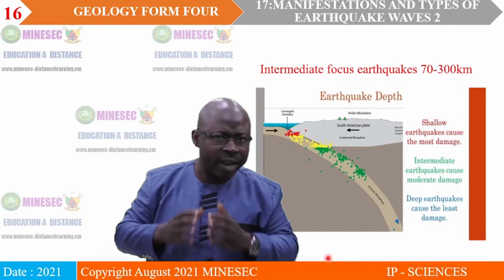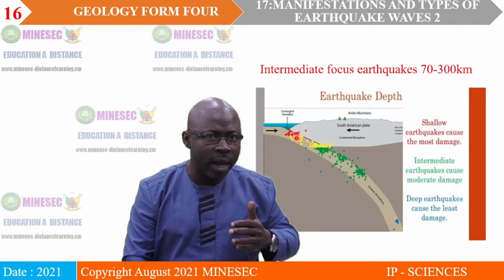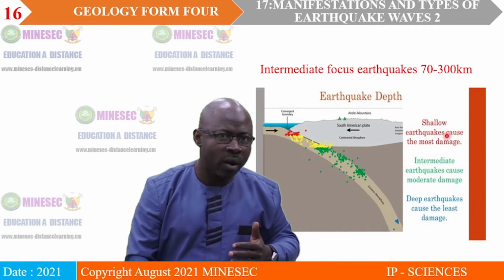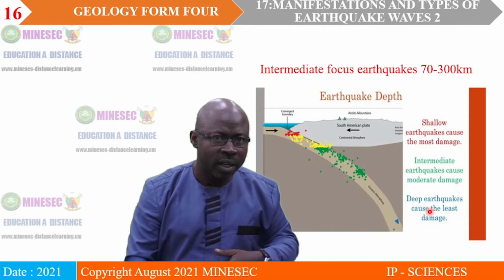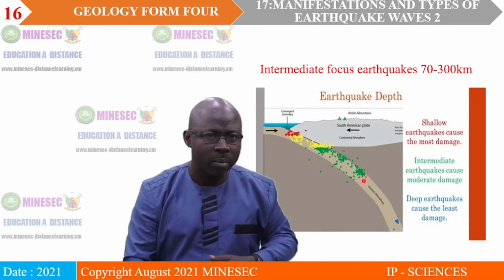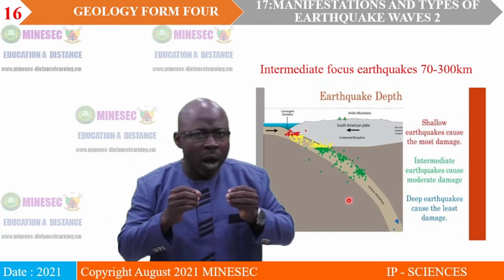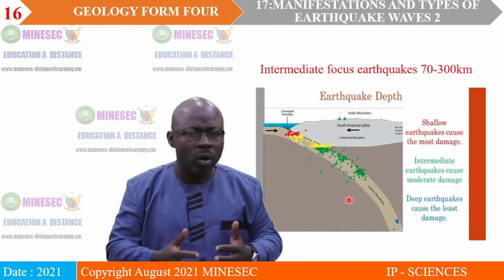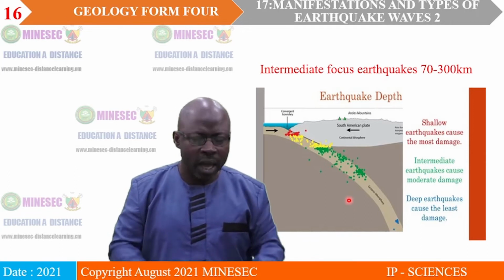When you look at the diagram very well, you see that it is showing the three types of earthquake. You can now see where the shallow focus earthquakes are noted with this red writing. And then we have the intermediates. You see where they are occurring, right down to the upper mantle. And then we have this other one, which is far below the mantle. So our take home is that any earthquake whose depth of focus is between 70 to 300 is an intermediate focus earthquake.